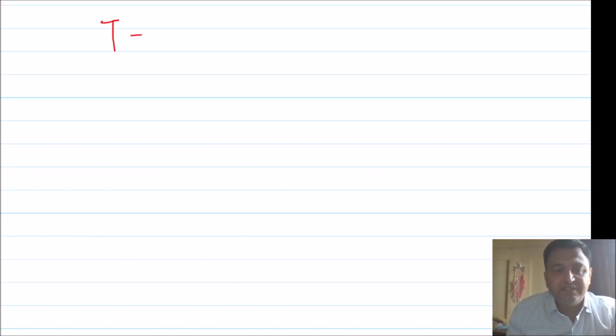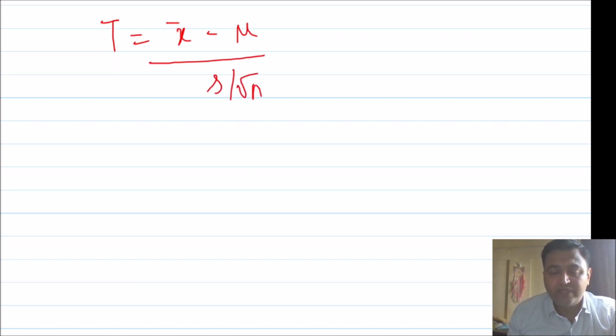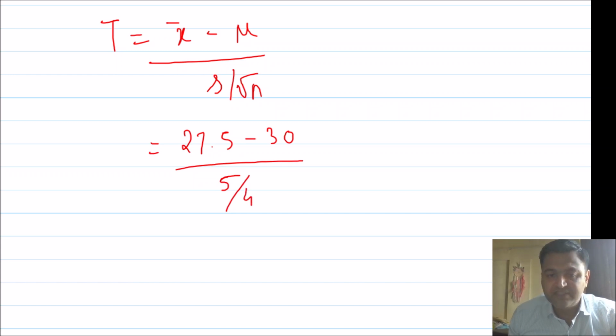What does the t variable say? It is nothing but X bar minus mu upon S by root n. If you put in the values, what do you get? 27.5 minus 30 divided by 5 over square root of 16, which is nothing but 4. And if you do this calculation, your answer will come out to be minus 2. So your t value is minus 2.